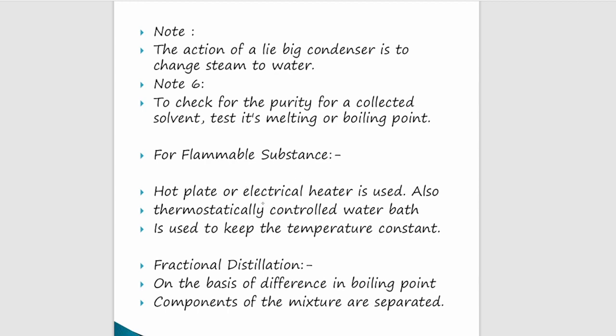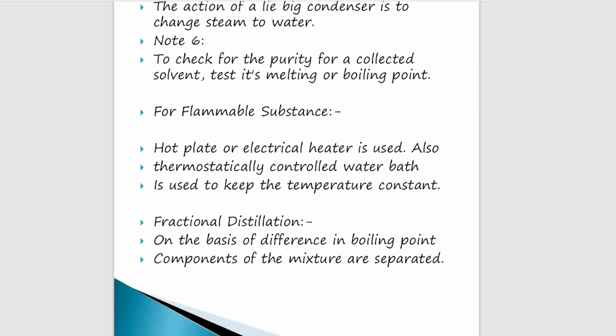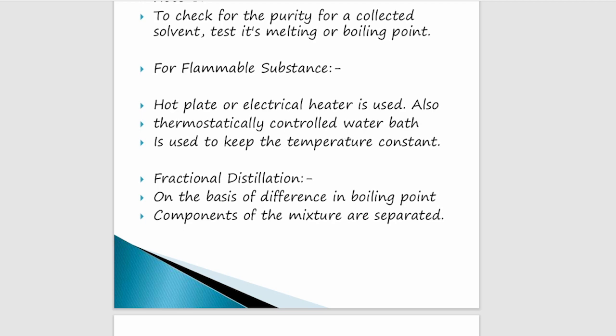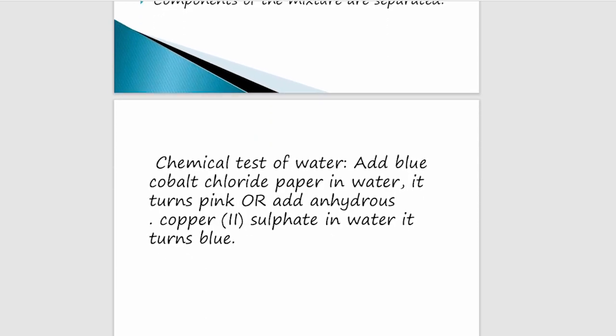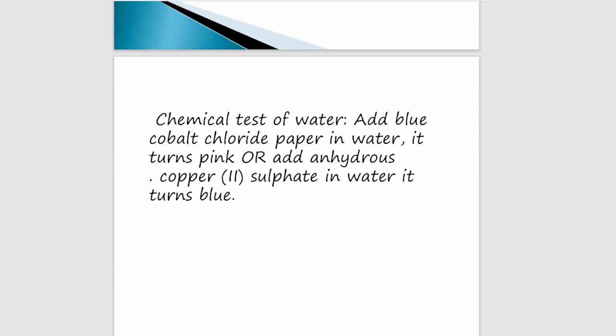For flammable substances, a hot plate or electric heater is used. Also, a thermostatically controlled water bath is used to keep the temperature constant. Fractional distillation: on the basis of difference in boiling point, components of the mixture are separated. Chemical test of water: add blue cobalt chloride paper in water, it turns pink, or add anhydrous copper sulfate in water, it turns blue.